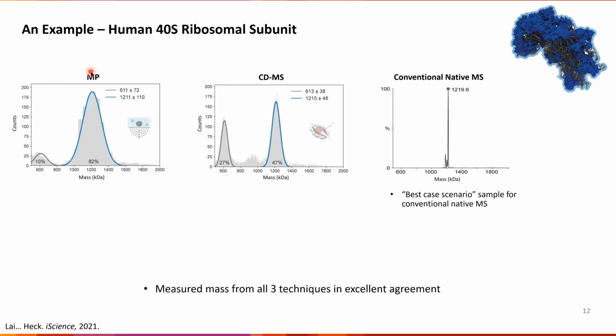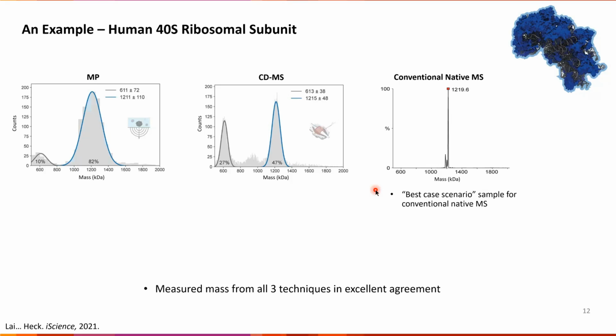By comparison, mass photometry and CDMS both still measure the mass of the particle correctly, and actually all three techniques are in excellent agreement with each other. All three techniques measure the same mass, about 1.2 megadaltons, and this supports the validity of these approaches. What may be obvious, though, is that the resolution of these techniques is noticeably lower than that by conventional native mass spec. However, I would like to stress that this is, once again, the best case scenario for conventional native. So the cards are a bit stacked in that regard.